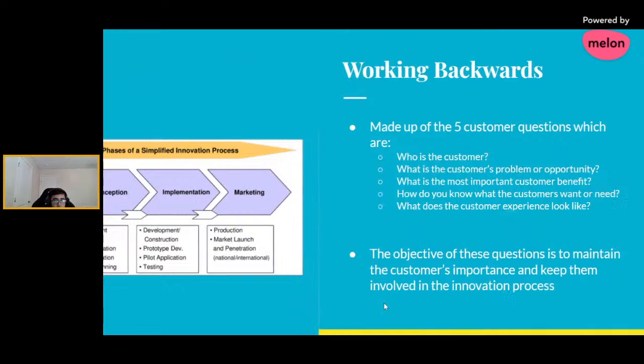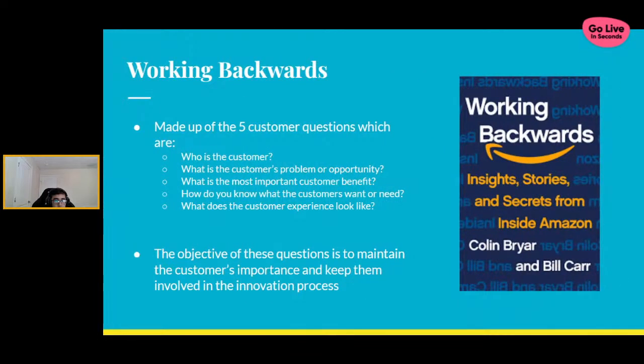All right, working backwards. This is again made up of five customer questions. Who is the customer? What is their problem or opportunity? What is the most important customer benefit? How do you know what the customers want or need? And what does the customer experience using the product look like? The objective of these questions is to maintain the customer's importance and keep them involved in the innovation process at all times.